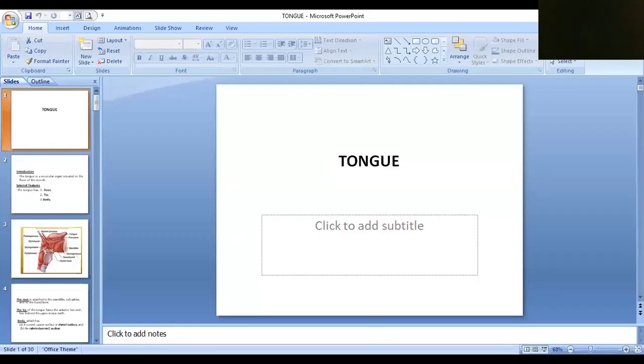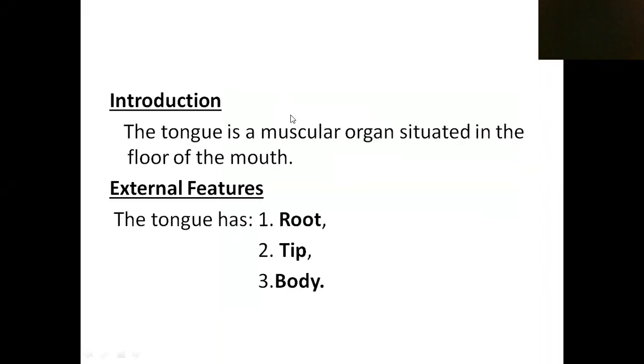Dear students, today we are going to discuss the tongue. Let's see what the properties of the tongue are. The tongue is a muscular organ situated in the mouth, or oral cavity proper. It is made up of muscles, so it's a muscular organ located in the oral cavity.